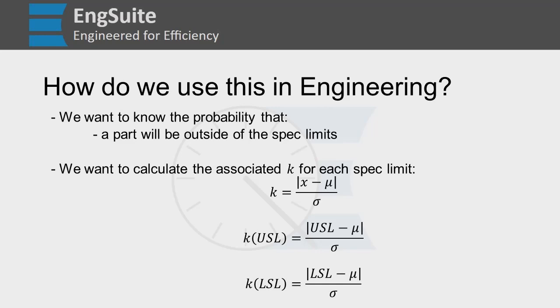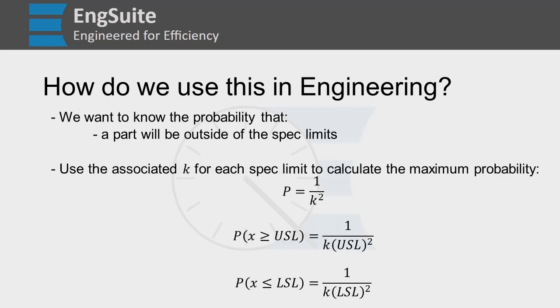What we really want to know is, what is the probability that a part will be outside of the spec limits? So we're going to calculate the associated K values. Just like with PPK and CPK, what you're really doing is calculating how far your upper and lower spec limits are from the mean. In this case, we take the K value of our upper spec limit and our lower spec limit.